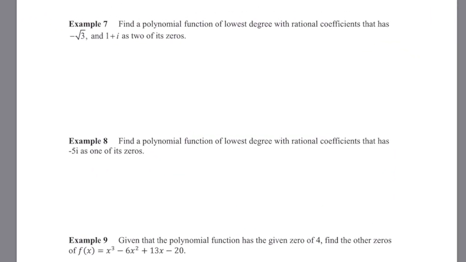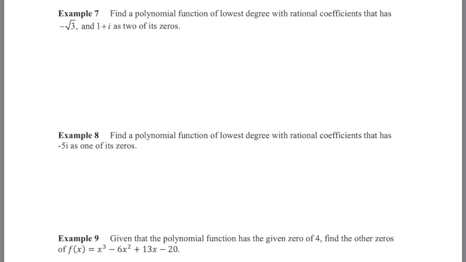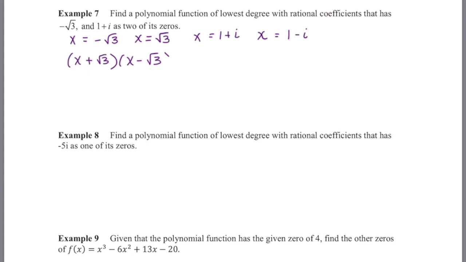Taking that a step further then, it's asking us to find a polynomial function of lowest degree with rational coefficients that has negative square root 3 as well as 1 plus i. I know that x is going to equal negative square root 3. So then I also know that x is going to equal positive square root 3. We know x equals 1 plus i, so we also know that x equals 1 minus i. When I get it set equal to 0, I'll add square root 3, so I'll have x plus the square root of 3. On the next one, I'll have to subtract square root 3.